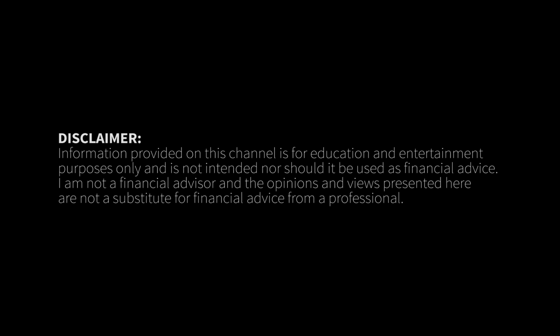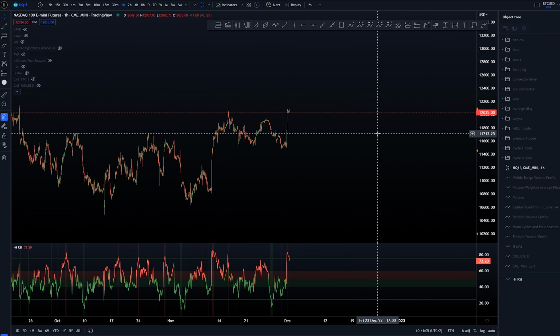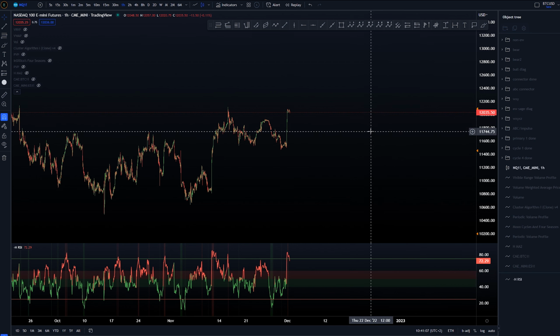I'll cover wave analysis with Elliott Wave Theory and provide multiple scenarios your price may take and explain why I prefer one count over another. Let's take a look at the different possibilities.